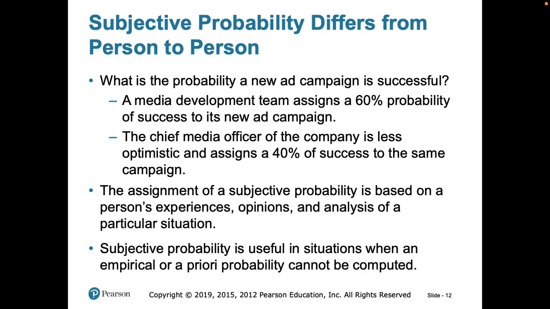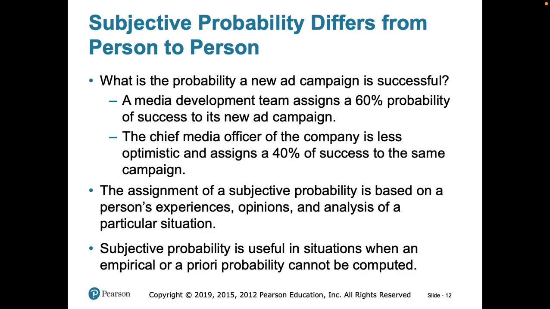Super Bowl. So in this case, you can ask the question, what is the probability of a new ad campaign being successful? And then somebody, a media development team, might say, oh, 60% probability that that will happen, while the chief media officer might say, I have more experience. I've seen this before. I gave 40% of success to the same campaign. So different people might give different probabilities.